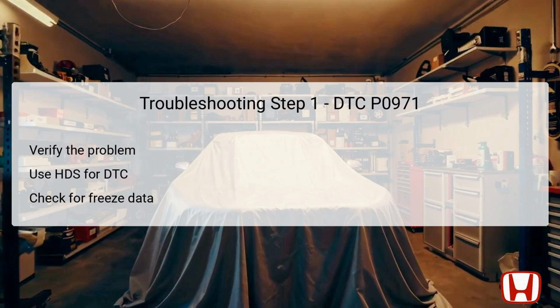The first step in troubleshooting DTC P0971 involves verifying the problem through a series of preliminary checks.